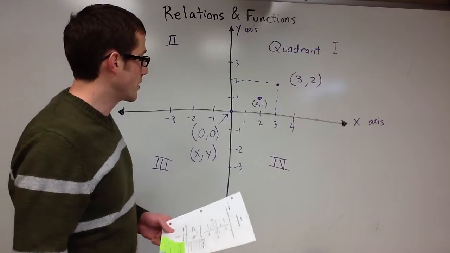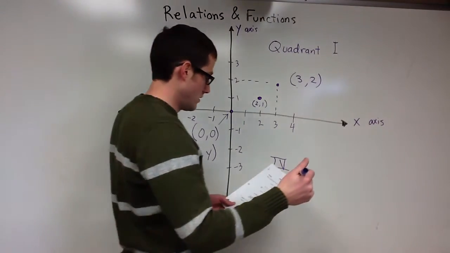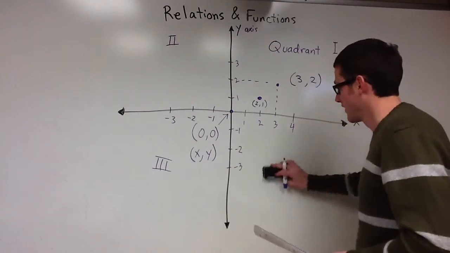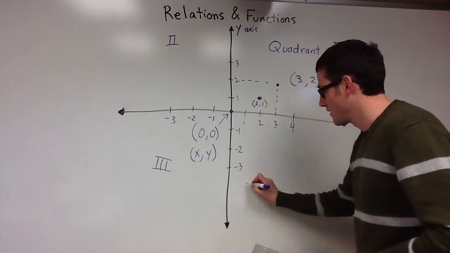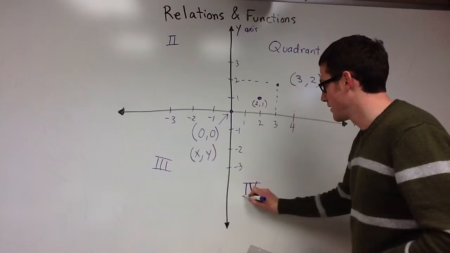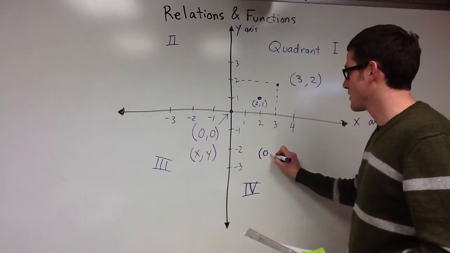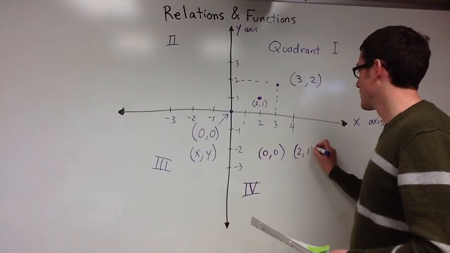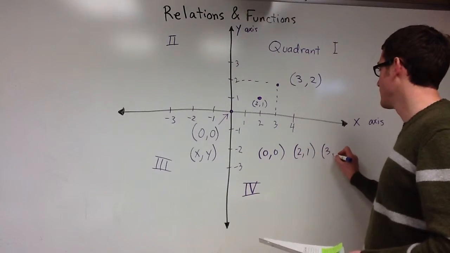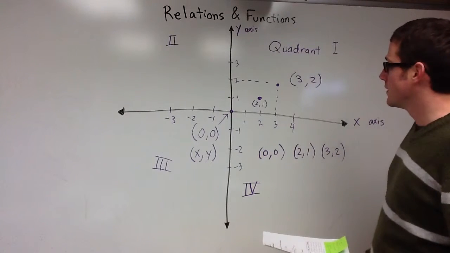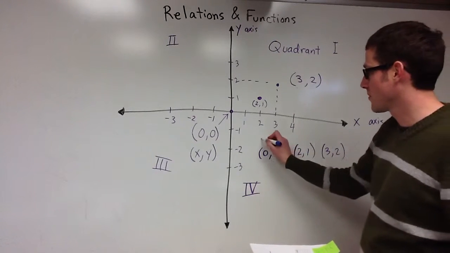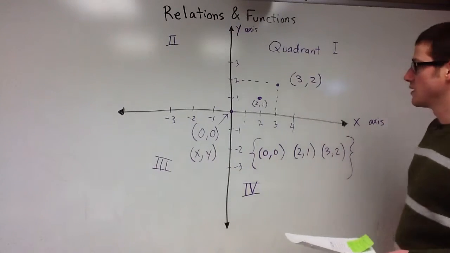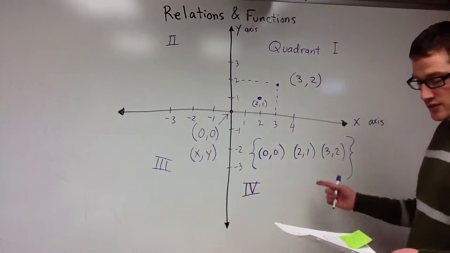So we could also write them out. I'll move that down here. So you could write your set of ordered pairs like this: 0, 0, 2, 1, 3, 2. We use those brackets to show the set sometimes.